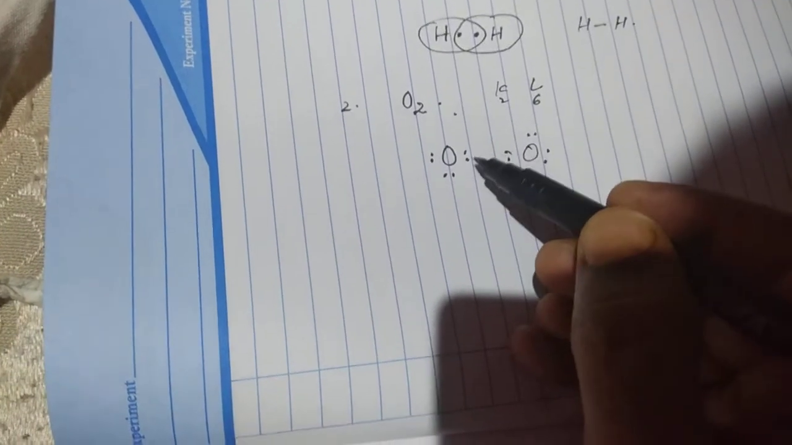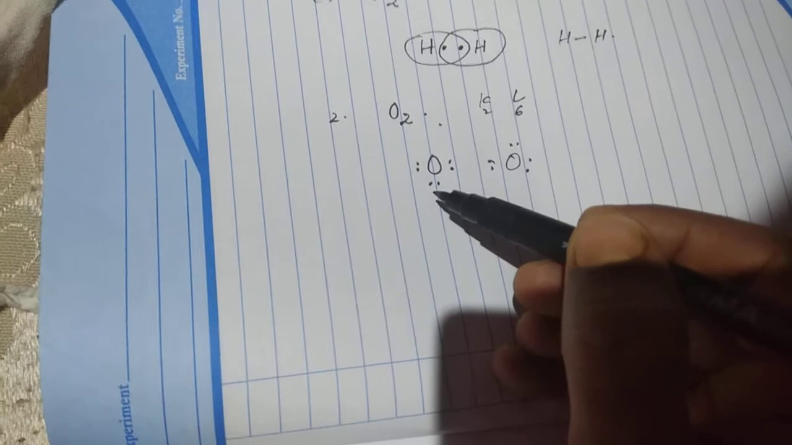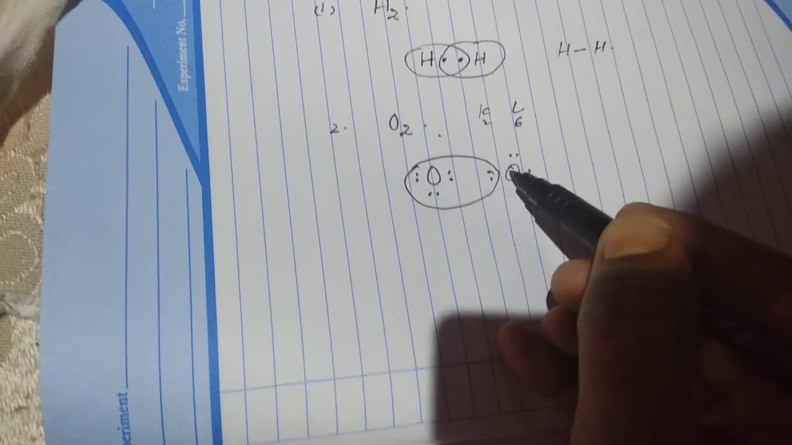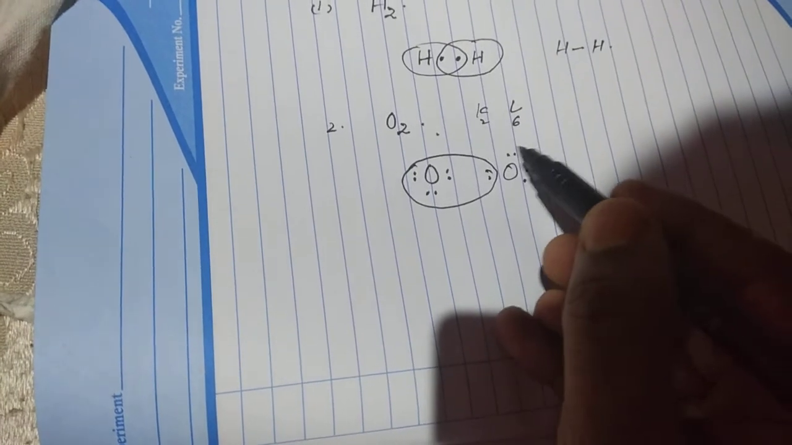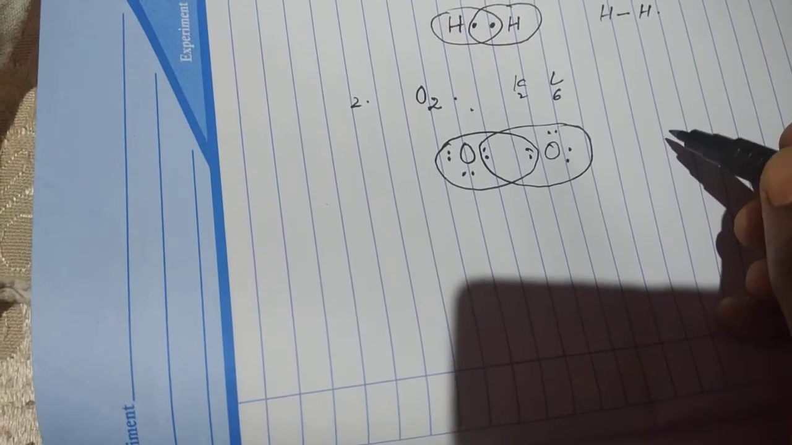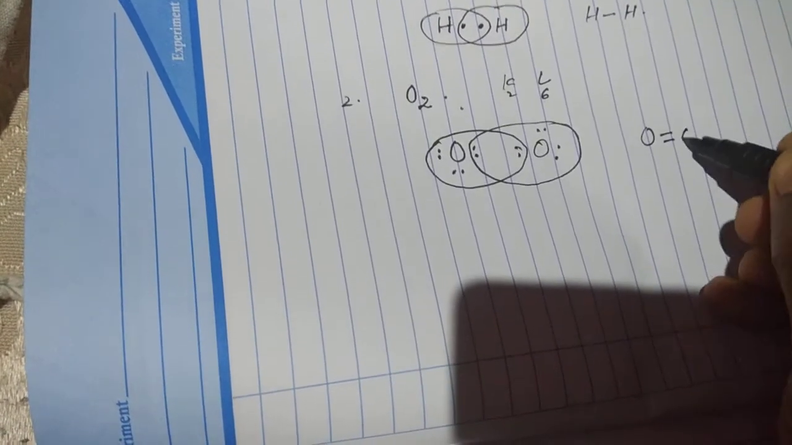Now each of these oxygens needs 2 electrons to complete their octet, hence mutual sharing of electrons takes place. This oxygen uses the electrons of this one and this one uses the electrons of this one in order to complete their octet. So this is the electron dot structure of the oxygen molecule. Since during the mutual sharing 2 electron pairs are involved, it is represented as oxygen double bond oxygen.